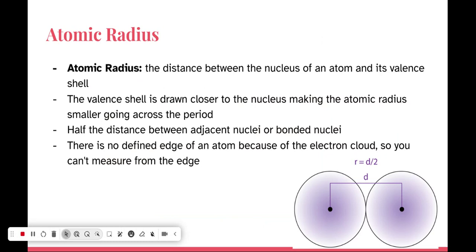Therefore, there's no defined edge of an atom because of the electron cloud, so you can't measure from the edge, which is shown in this diagram over here, that you are calculating it from the nucleus to the other nucleus, and then you divide that by 2.